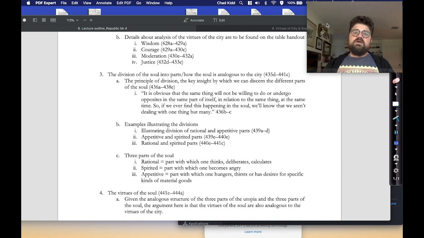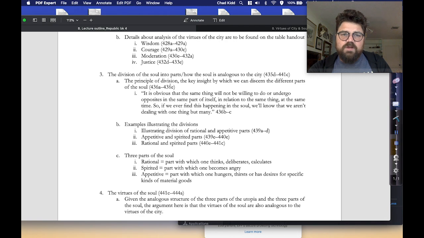Okay, and this principle I like to call the principle of division. So you would do well at this point to pause and read these passages where he introduces the so-called principle of division. It's 436a through 438e.